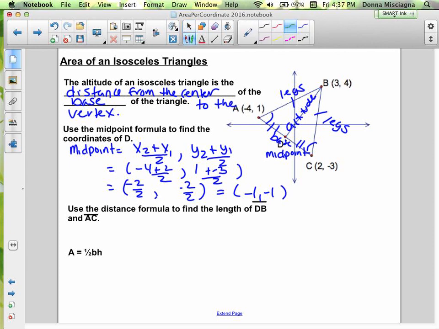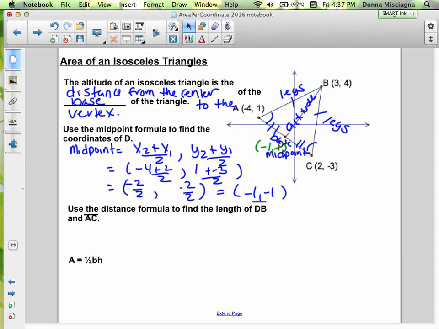So now all we need, so we know this point here is at negative 1, negative 1. So the only things we need for area, we need to find the length of the base, and we need to find the length of the altitude. Right? That's all we need.